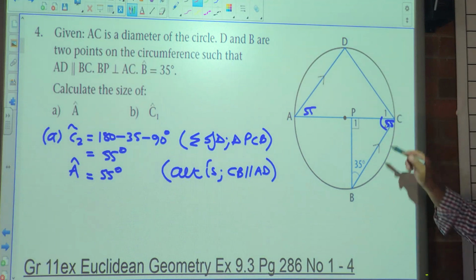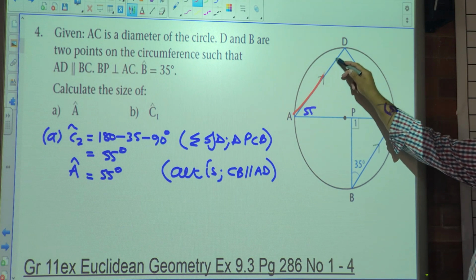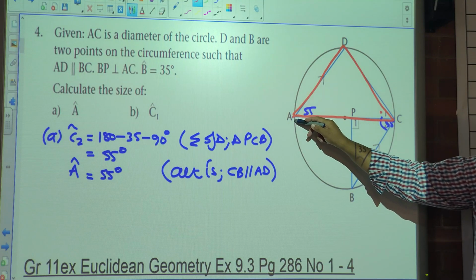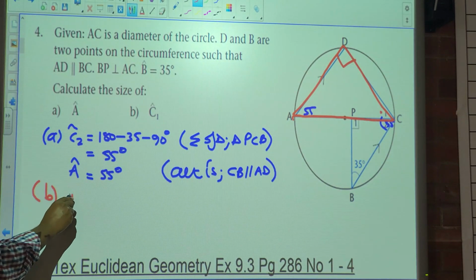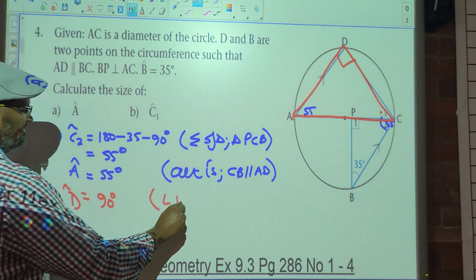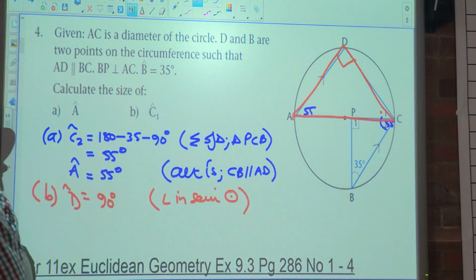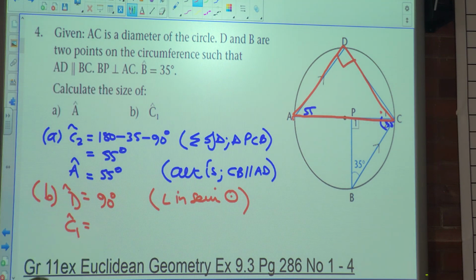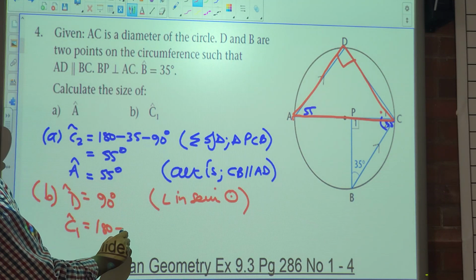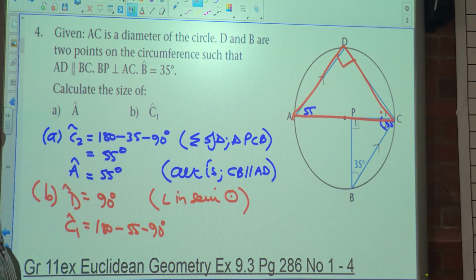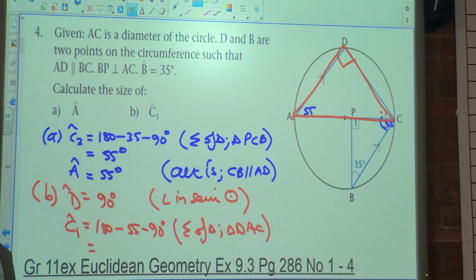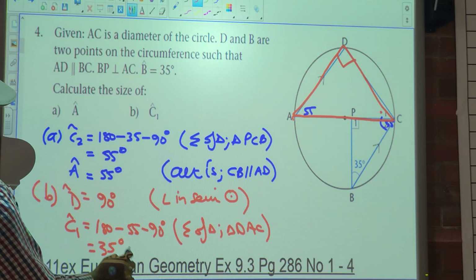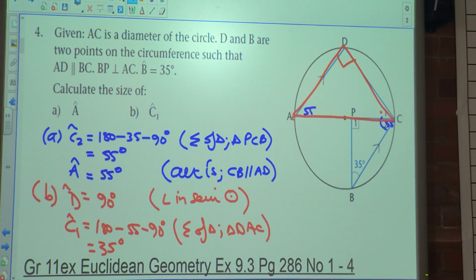Then in B they wanted to calculate C1. How can you calculate C1? Sum of angles in a triangle. Can you see that, people? But what do I need for that? I need to know that D is 90 degrees. D is 90. Why? Angle in a semicircle. Okay. So now C1 is equal to 180 minus 55 minus 90. Why? Sum of angles in a triangle, and it's triangle BAC. So 90 minus 55 is 35. Alright. Any confusion?